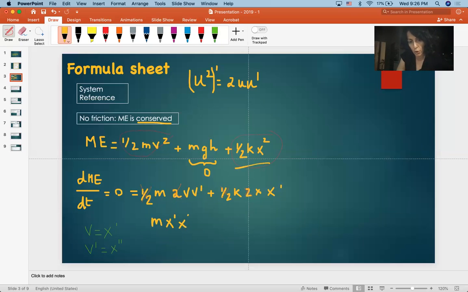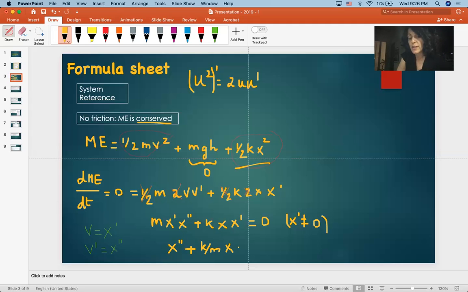This is x double dot, plus I have k, and this is x and x prime, and all that is equal to 0. Then I have the right to remove the x prime because it's on both sides of the equation, on one condition: I should write that x prime is different than 0. I can divide by m as well, and I will end up with x double prime plus k over m x is equal to 0.